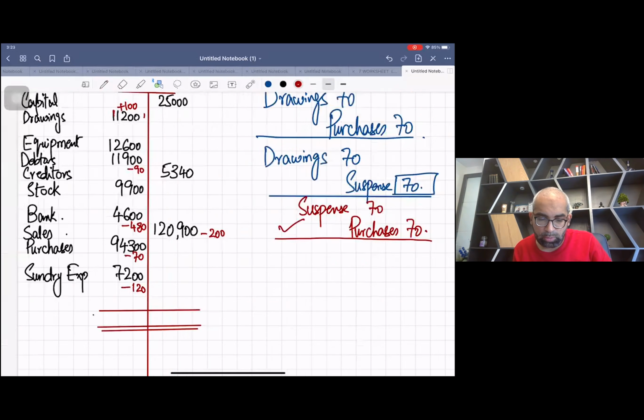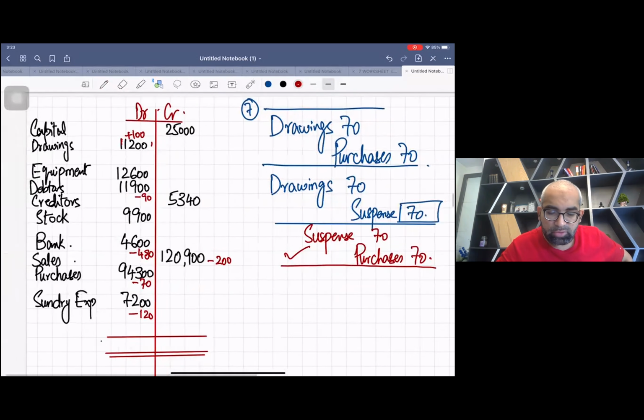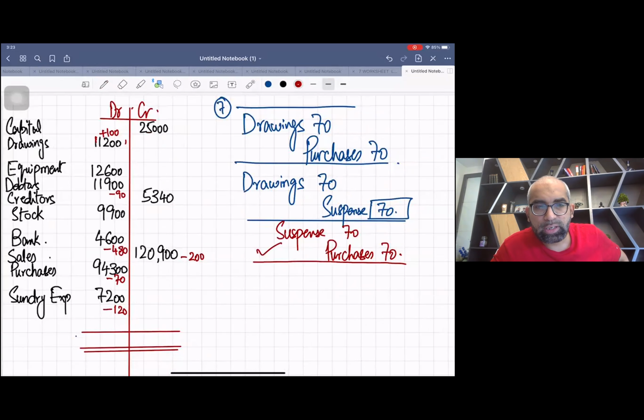Okay. So now we have posted and corrected all the correcting entries in the trial balance. Now listen, my challenge. Now add both sides, net of both sides. You will see a balanced trial balance without suspense. Let's do it.